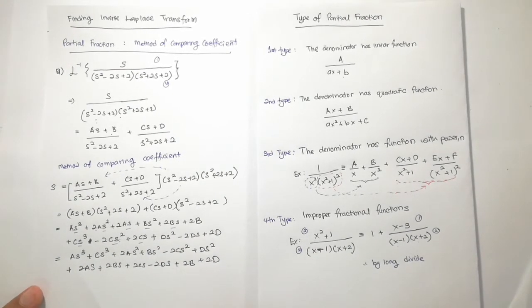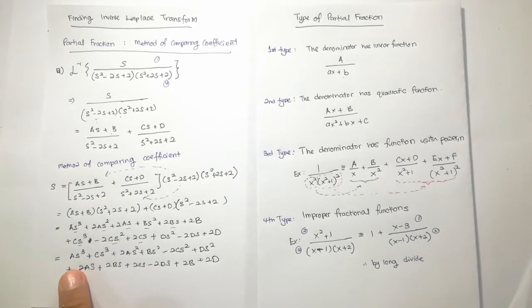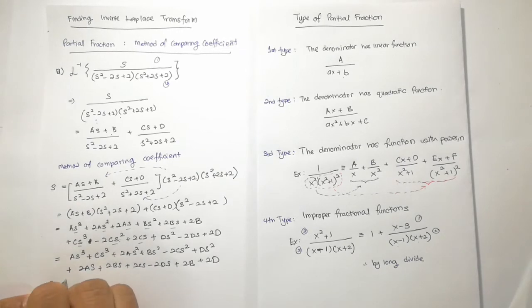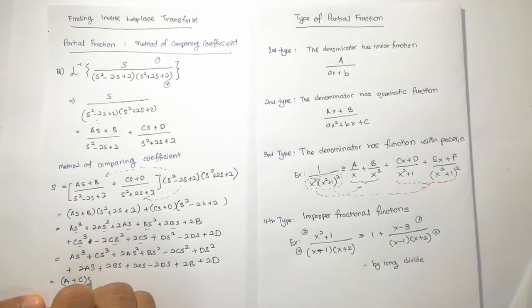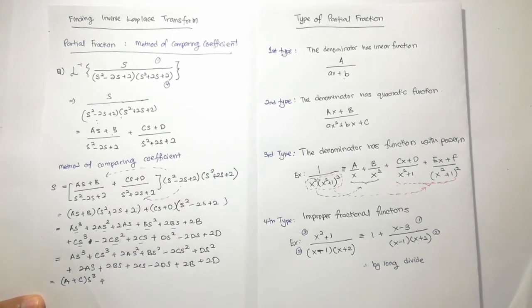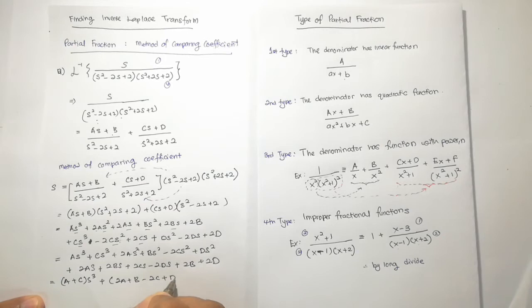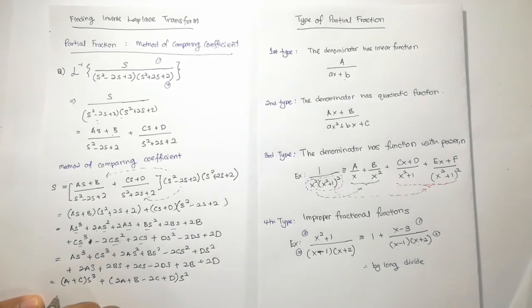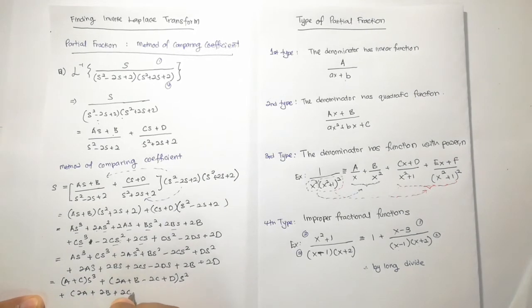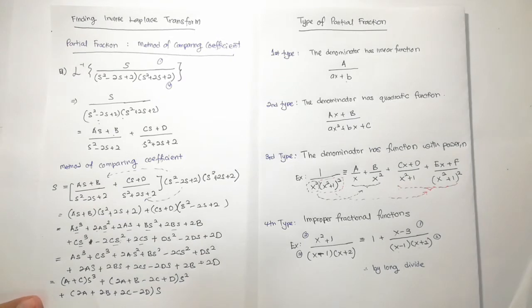Okay, so the next one is that we will factorize it based on the s term. So for this one, we have a plus c multiplied with s power of 3, plus, and then this one we have 2a plus b minus 2c plus d, and then s squared, and then for the s term, you have 2a plus 2b plus 2c minus 2d, and then s, and then lastly we have 2b plus 2d.